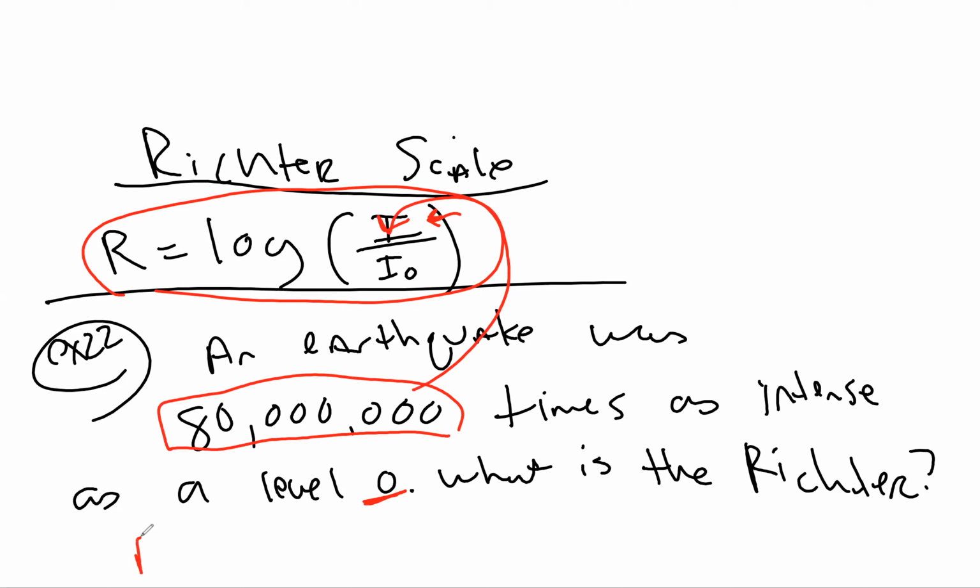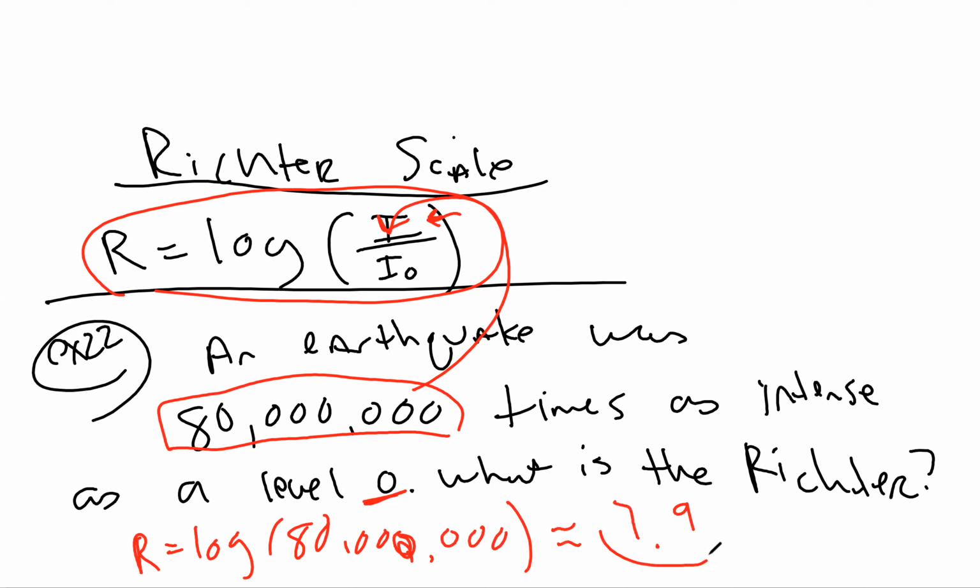So we have R equals log of 80 million. And what do we do with this number? Calculator. See if you can get that. It's just the log button, 8 with a ton of zeros, and enter. Here's what you should get, 7.9. When we see the Richter scale, it's mainly just one number, and we don't have to worry about that I sub 0.